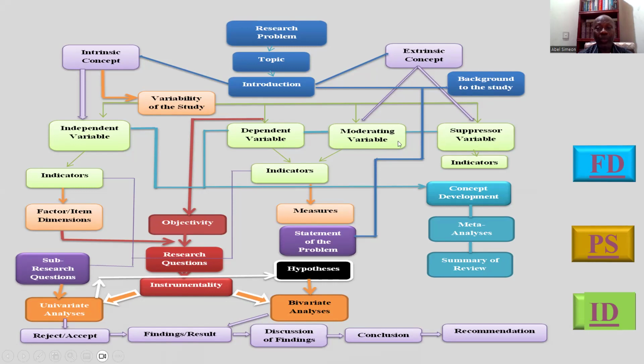Because these two, suppressor and moderating, they work not side by side, they work on opposite ends. They are not together. It's like good and bad, advantage and disadvantage. So if you have an advantage in any subject or in any phenomenon, then you have the disadvantage. That's what I mean by moderating variable and the suppressor factor.